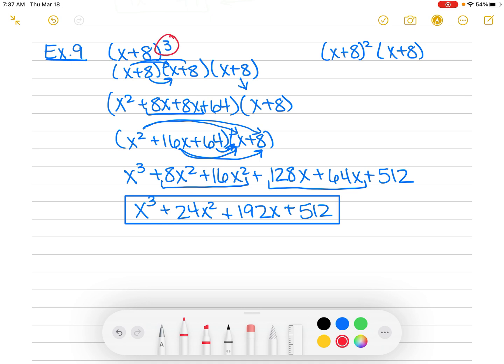So if you have a cubed here, just multiply the first two parentheses, get an answer, put together your like terms, which is what I did right here. And then on your next one, then you do another problem. So it's like having two problems in one.